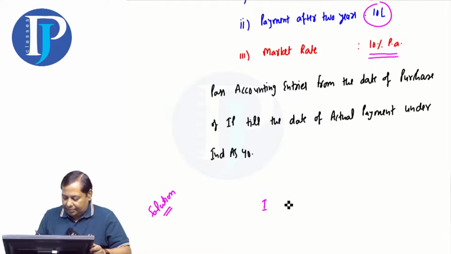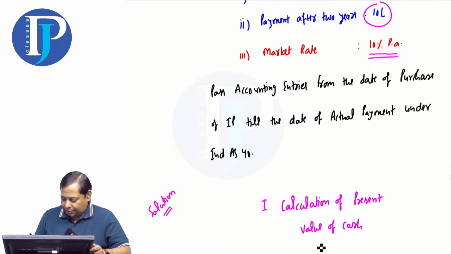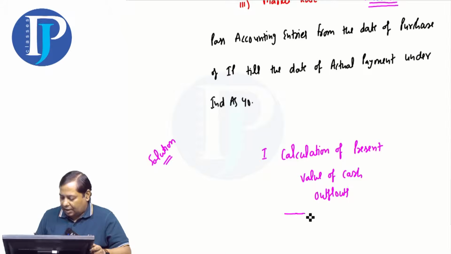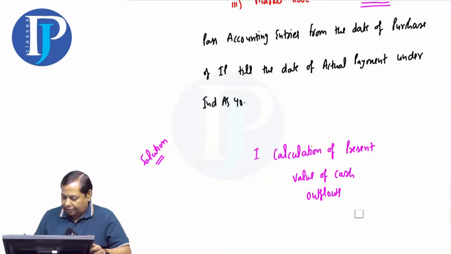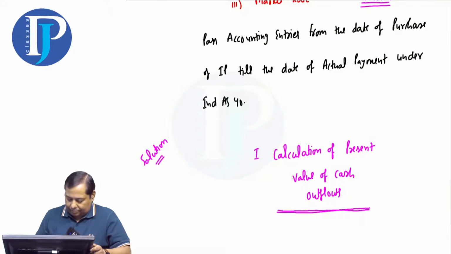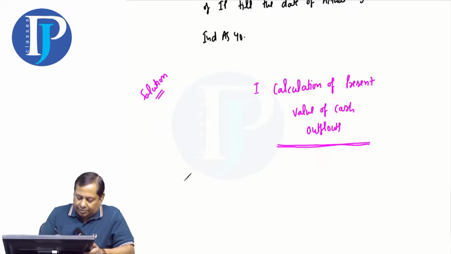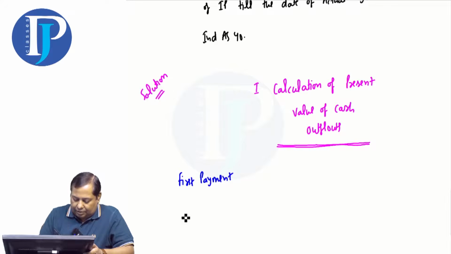first we will write calculation of present value of cash outflows. Calculation of present value of cash outflows: first payment, second payment.